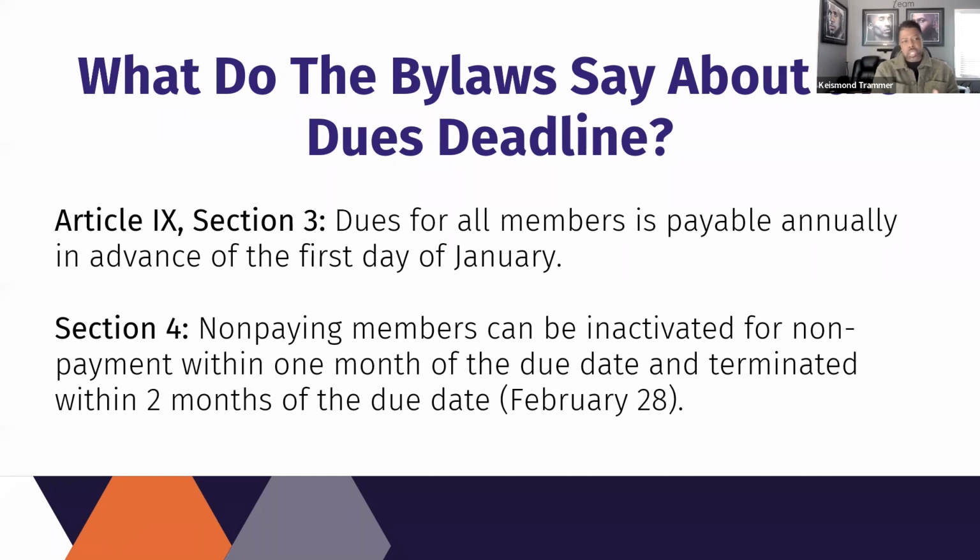But let's go back and look at Section 4 again, because it says non-paying members can be inactivated for non-payment within 1 month of the due date, which would be January 31st. The reason why I'm bringing this up is because associations can actually inactivate members before February 28th, which means you have the option to inactivate on January 31st. You also have the option to inactivate unpaid members on January 15th. It's really up to the local association. We just have a due date in place, which is February 28th. And so it's just important to make sure that you have a deadline in place for your members.